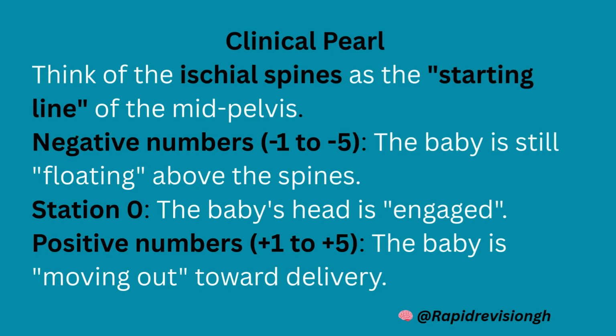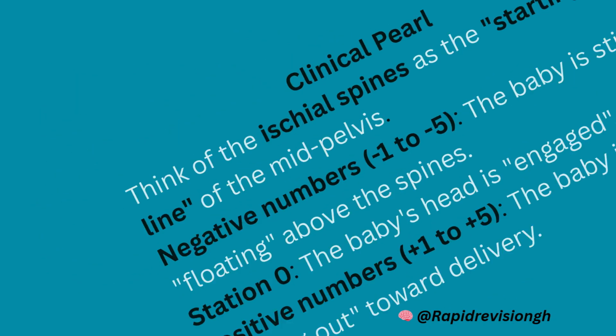Clinical Pearl. Think of the ischial spines as the starting line of the mid-pelvis. Negative numbers, -1 to -5: the baby is still floating above the spines. Station 0: the baby's head is engaged. Positive numbers, +1 to +5: the baby is moving out toward delivery.